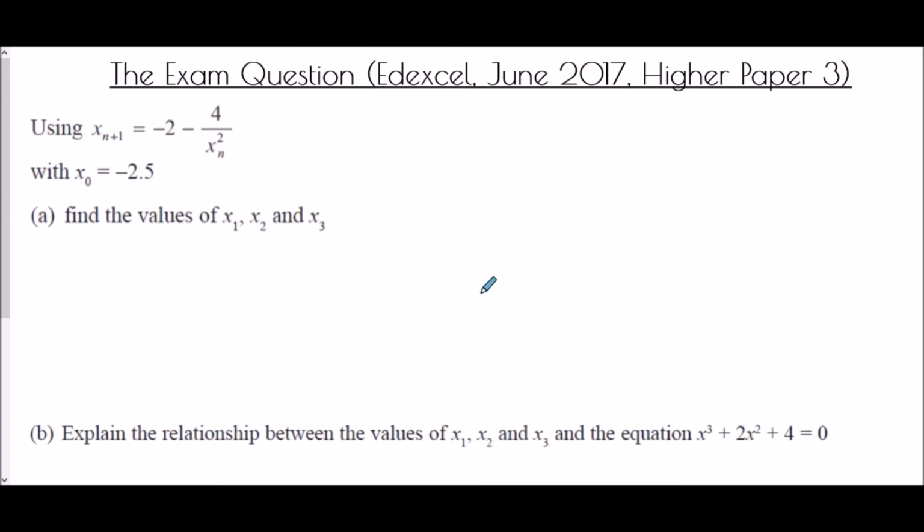And so we come to the exam question. This came from the Edexcel paper in June 2017, and it was on higher paper 3. So there we go, it is a calculator question. And we've been told that using x(n+1) equals -2 take away 4 over xn squared, with x0 equals -2.5, find the values of x1, x2 and x3.